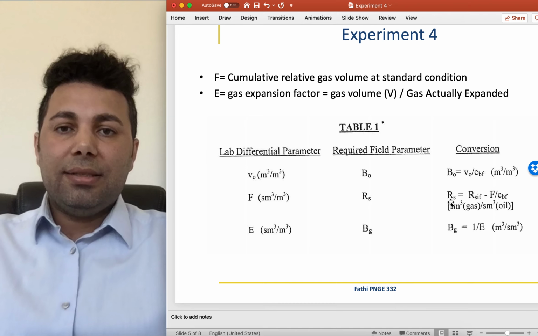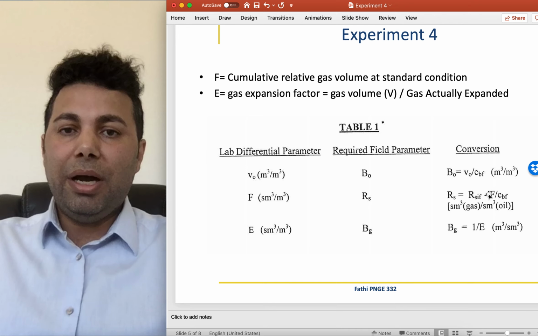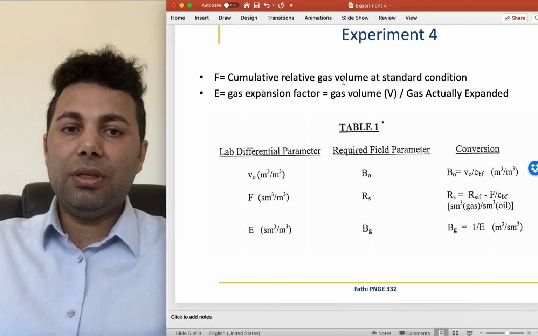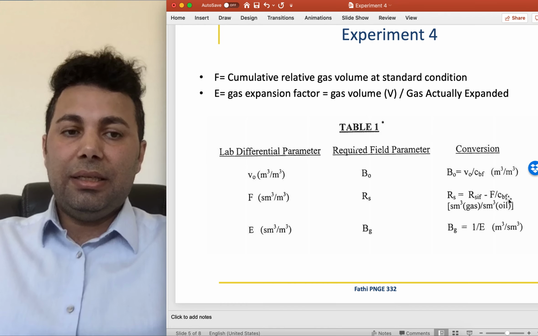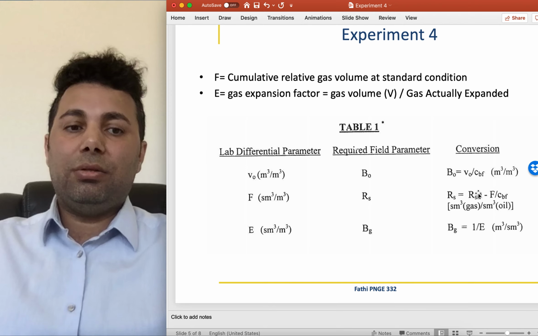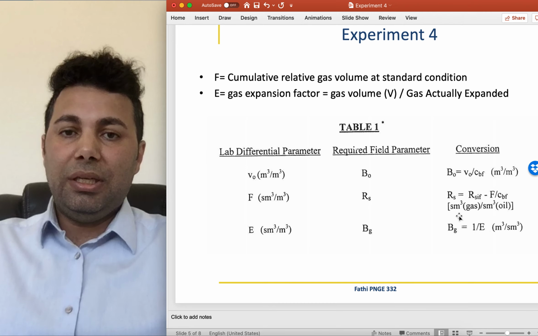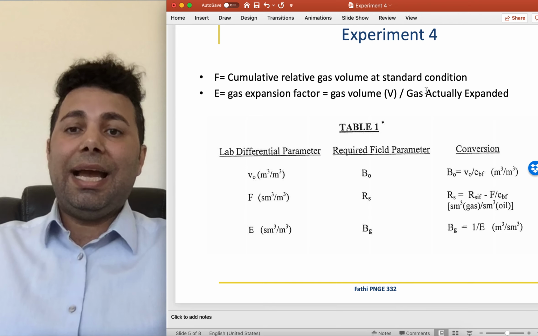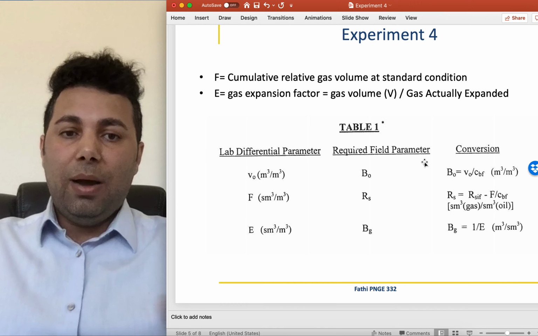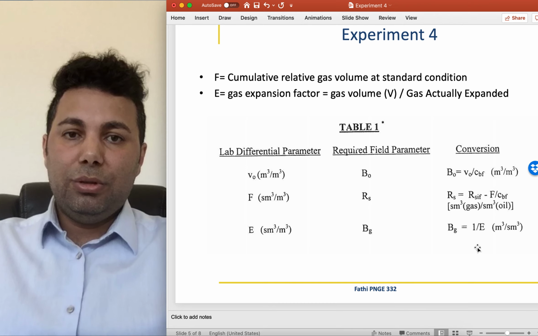For the Rs, the solution gas oil ratio at any pressure will be the initial solution gas oil ratio minus F, the capital F, which is the cumulative relative gas volume at standard condition, divided by that CBF value. Again, the CBF is a constant, F we calculate at any pressure, and Rsif, the initial solution gas oil ratio, is again a constant. And then at the end, Bg is calculated as 1 over capital E, and E is defined as the gas expansion factor, which is equal to the gas volume over the gas actually expanded from the cell. We will go over these terms and how to calculate these constants when we are doing the lab.